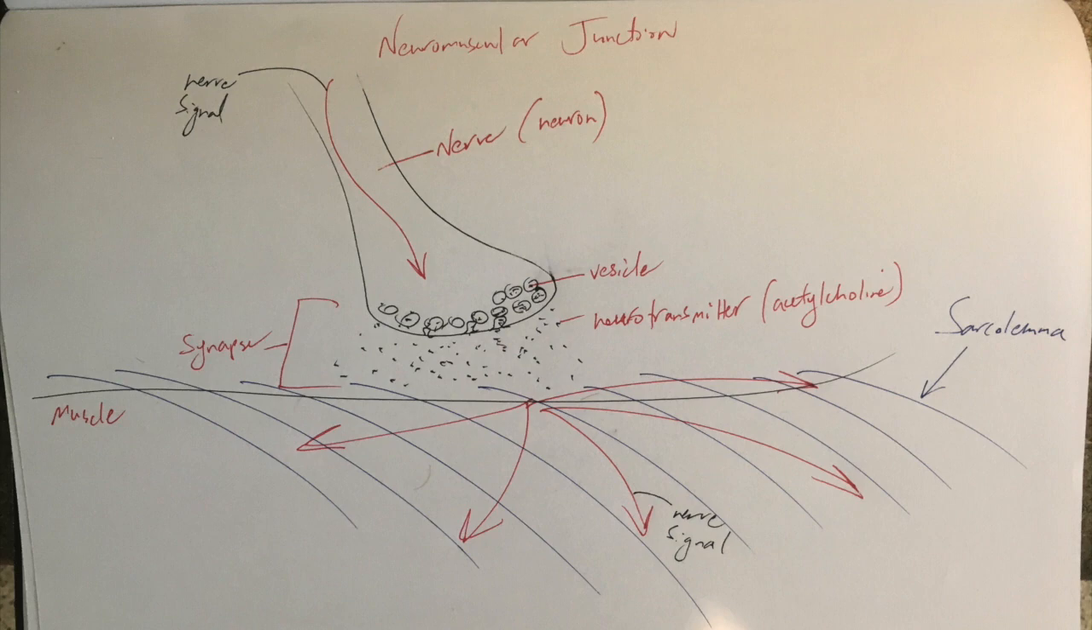Rigor mortis ends when the proteins of the muscles start to decompose. And so finally, the actin and myosin kind of fall apart. But that's what causes it.